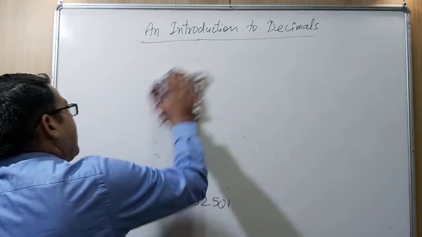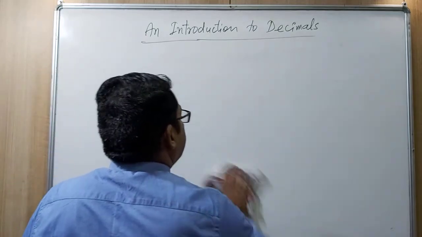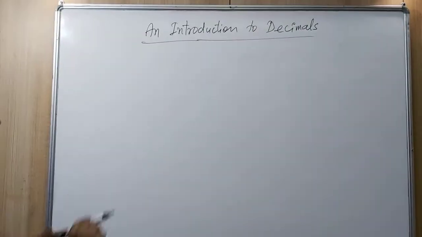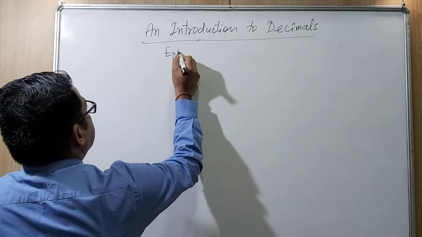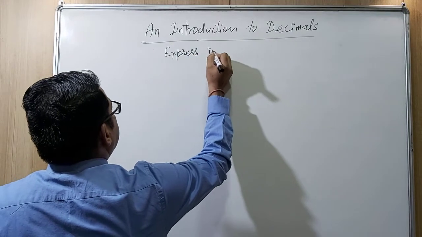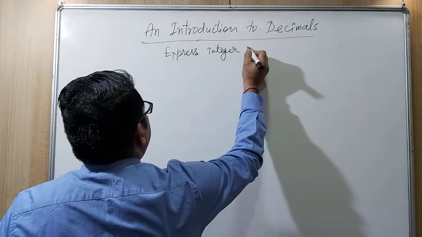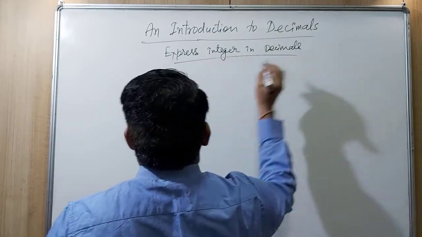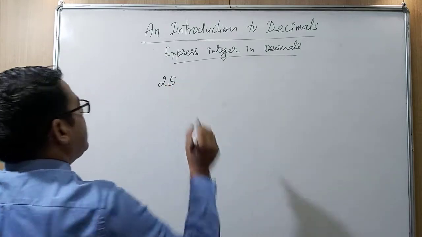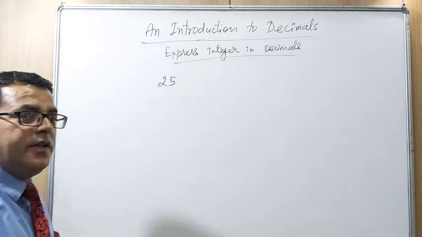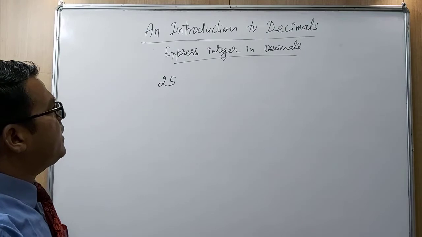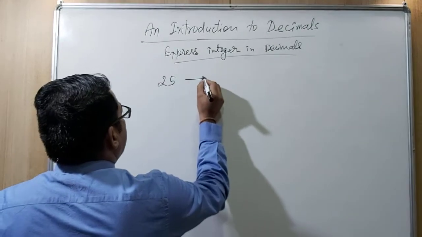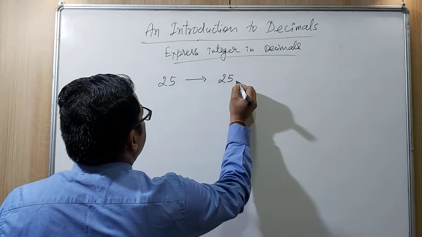Now we can express any integer as a decimal number. How? So, express an integer in decimals. Suppose 25 is given there. We know that 25 is an integer. So how can we represent this 25 in decimals? We can write this 25 as 25.0.